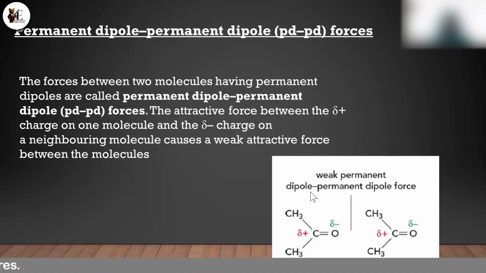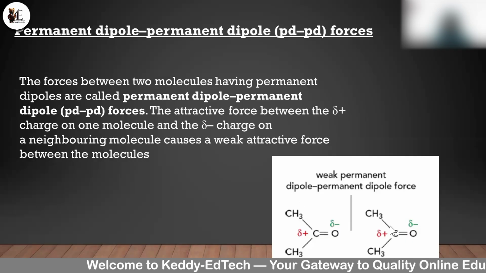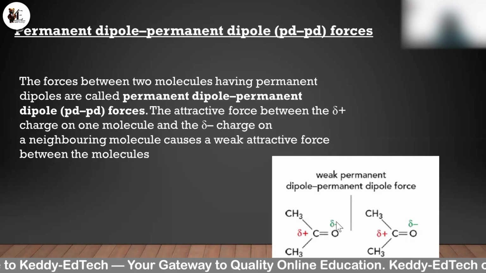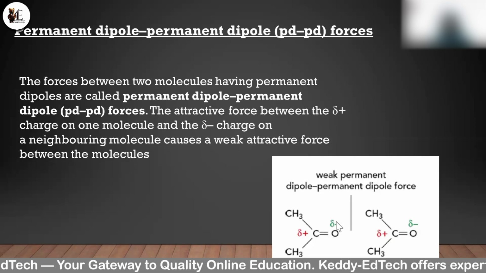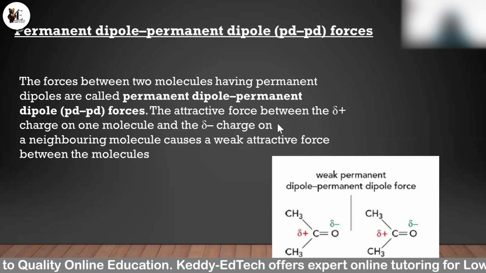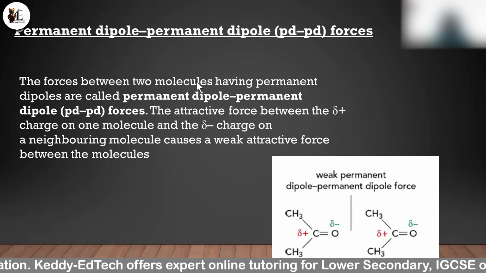PD forces. This is the example of permanent dipole forces. The forces between two molecules having PD forces, for example acetone. This is acetone and acetone. So there is an attractive force between the partial positive charge on one molecule and the partial negative charge on another. This gives a weak attractive force between the molecules. Here the charges developed are permanent. Oxygen is partially negative and carbon is partially positive. So they have permanent dipoles developed here. So that's why it is PD force.